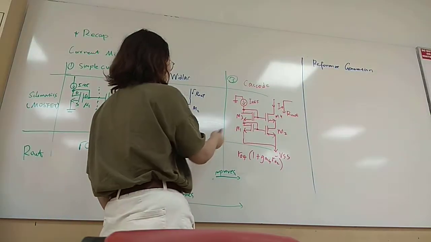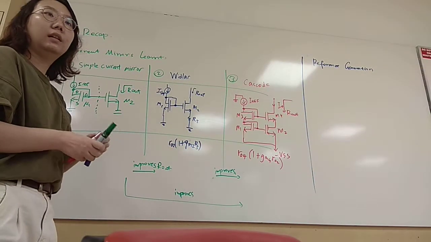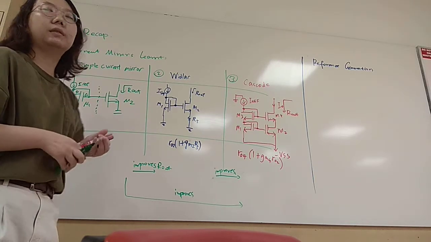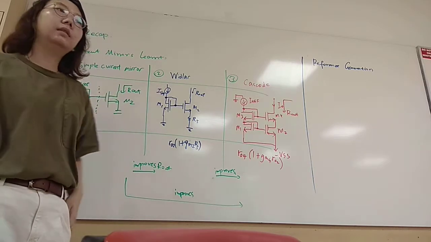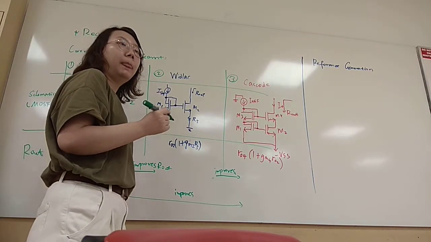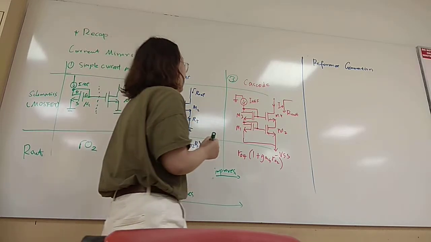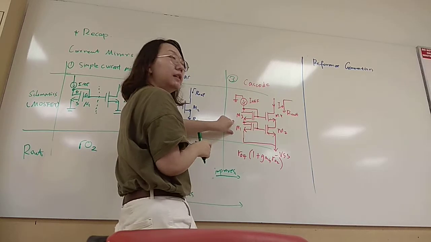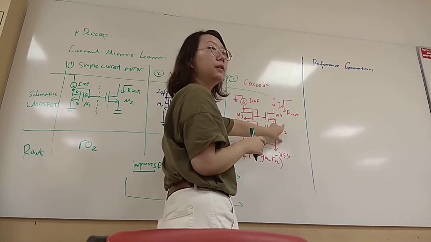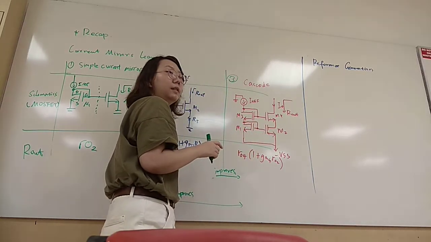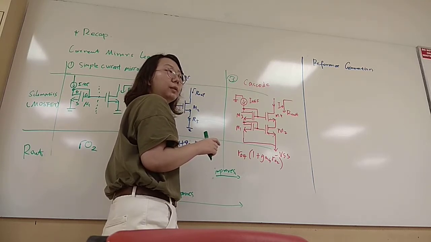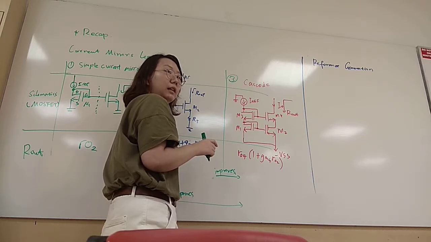Why do we improve from Widlar to Cascode? In the VDS1, VDS1 goes to VDS. VDS1 is here, equals to VDS2, so? So we are improving what? Voltage? No. We are improving? The mirror ratio? No.